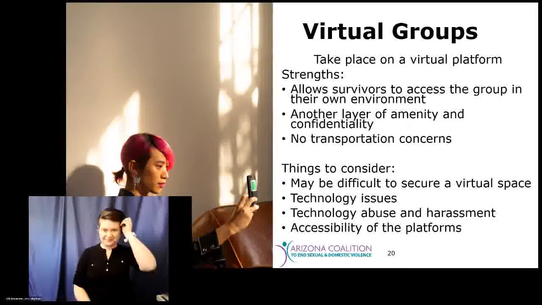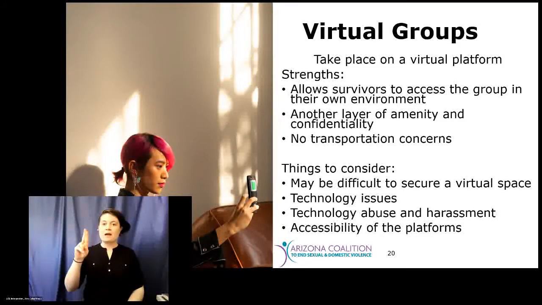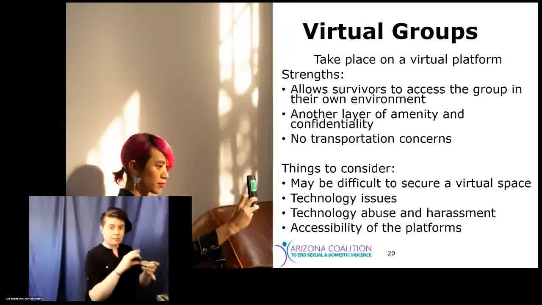And so now we have virtual platforms. Particularly for rural communities, virtual services can be a lifeline, as participants can connect almost wherever they are with a phone or with a computer. So for example, a survivor in Page can attend a support group in Snowflake, but also might be able to still watch their niece and nephew.